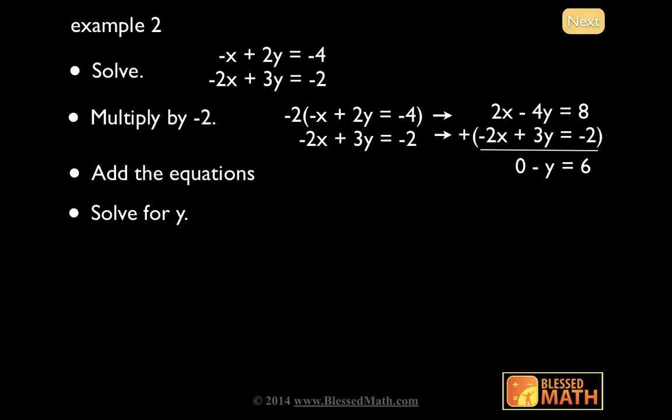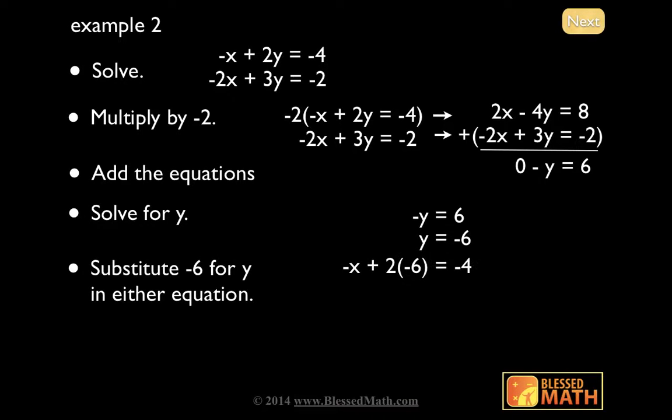So we're going to solve for y. Simplifying, we get negative y is equal to 6. Dividing by negative 1 on both sides, or multiplying by negative 1 on both sides, results in y is equal to negative 6. Substituting negative 6 in for y in the first equation, we have negative x plus 2 times negative 6 is equal to negative 4, or negative x minus 12 is equal to negative 4.